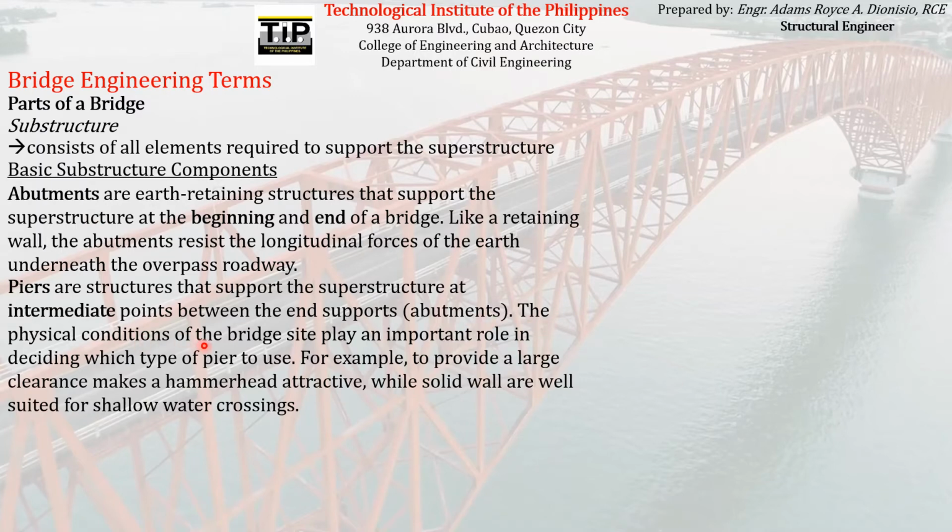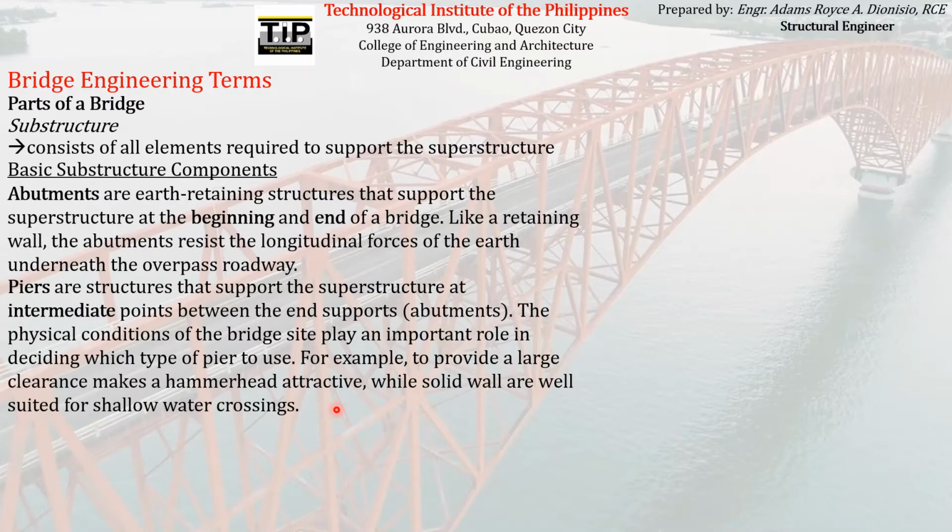The physical conditions of the bridge site play an important role in deciding which type of pier to use. For example, to provide a large clearance makes a hammerhead attractive, while solid walls are well suited for shallow water crossings. So there are actually different types of pier, and deciding which type of pier to be used on a particular highway bridge site depends on the advantages of using that particular pier on that particular site.